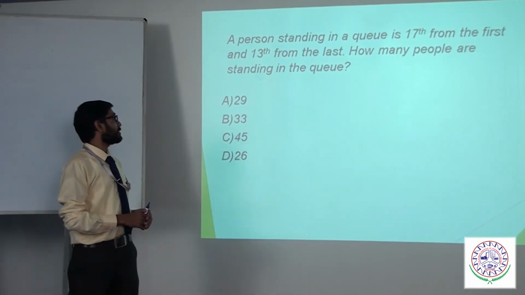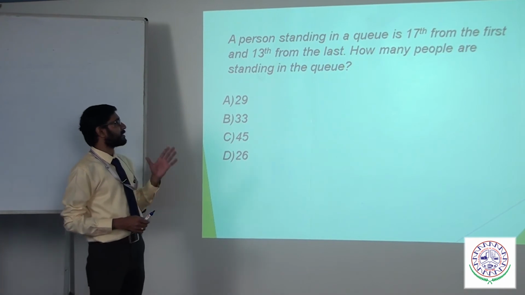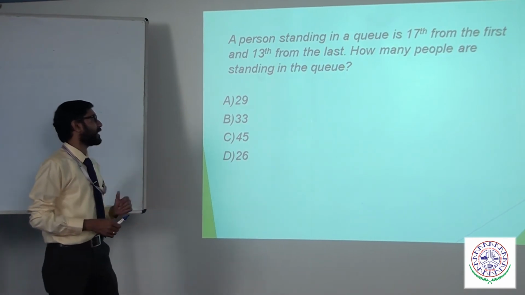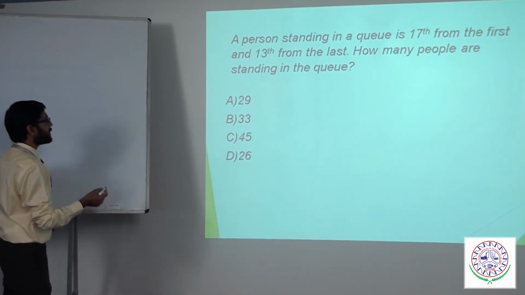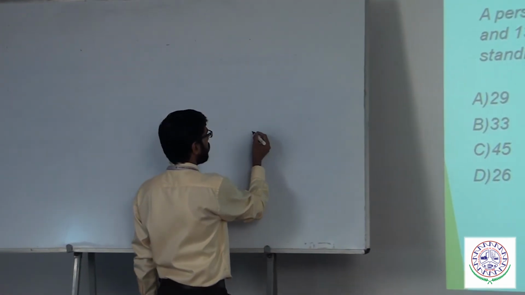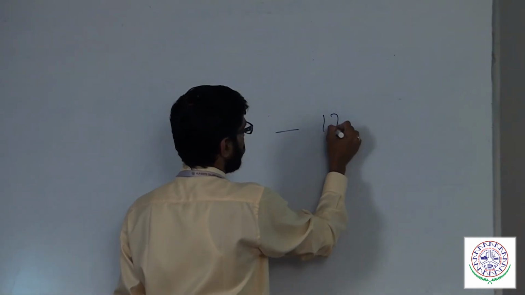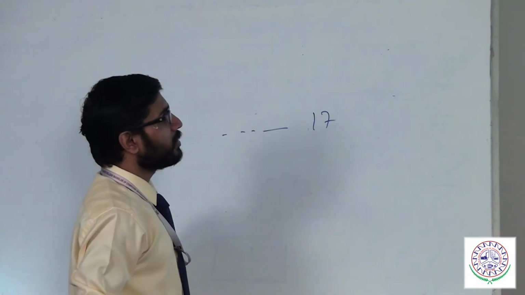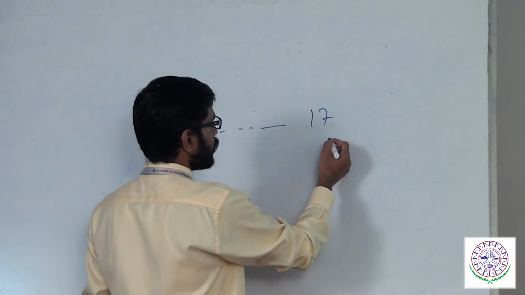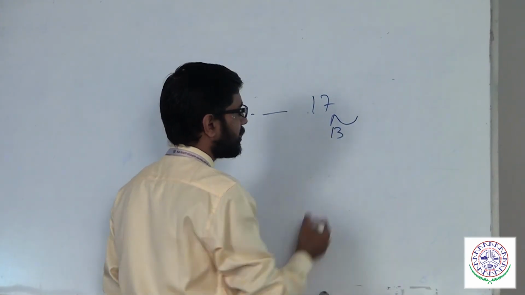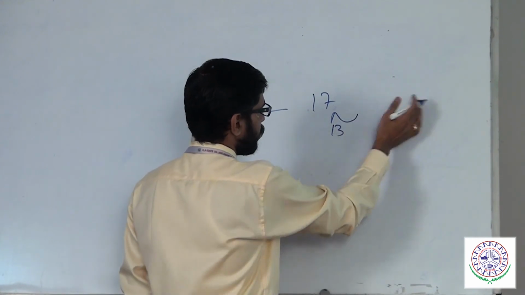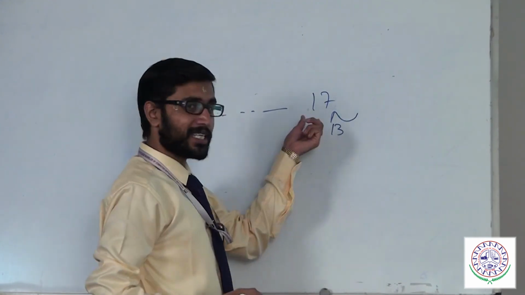We'll take up the next question. A person standing in the queue is 17th from the first and 13th from the last. How many people are standing in the queue or in the row? So a person is standing in the queue 17th from the first, and 13th from the last. If you take from the last, his position is 13th.